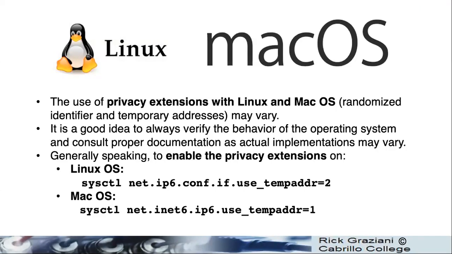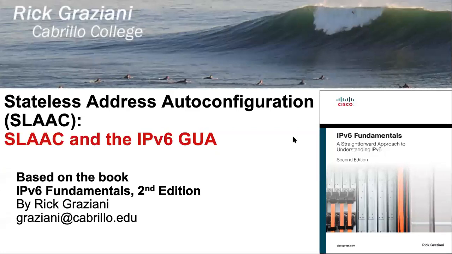So this is how you can enable the privacy extensions to use a randomized identifier instead of EUI-64 for the interface ID. Check with your specific version of Linux, but for the Linux OS, that's the command right there, and for Mac OS, that's the command. We'll talk more about privacy addresses and all this other good stuff coming up in the next videos.